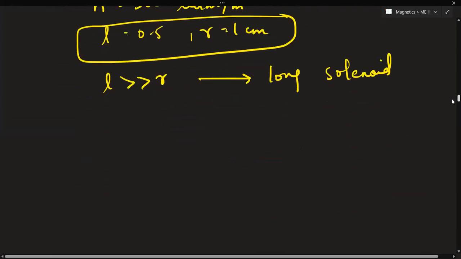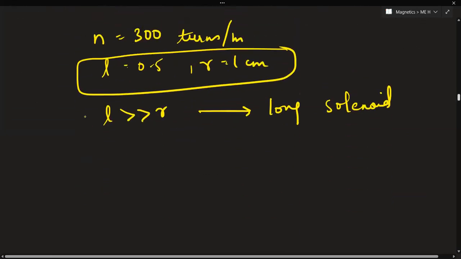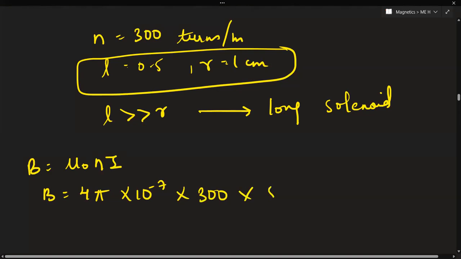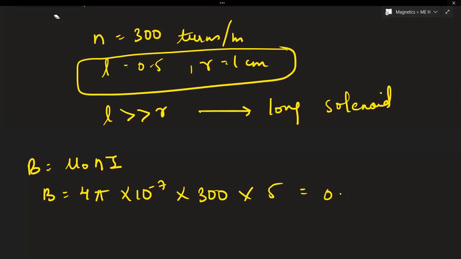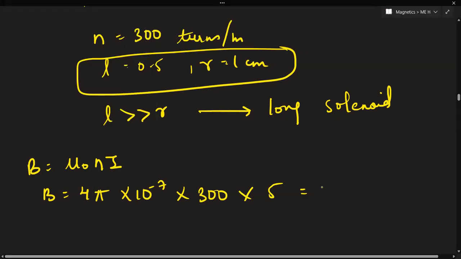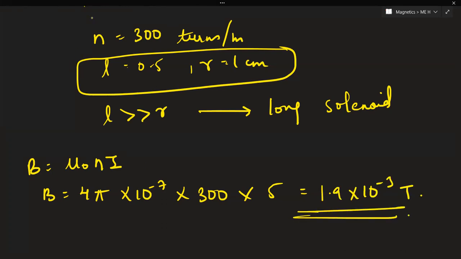So B is equal to mu naught n i. B is equal to 4 pi into 10 to the power minus 7, small n is 300, I is 5. Let's write it in terms of powers of 10. When you solve this, this will be 1.9 into 10 to the power minus 3 Tesla. All right, note it down.